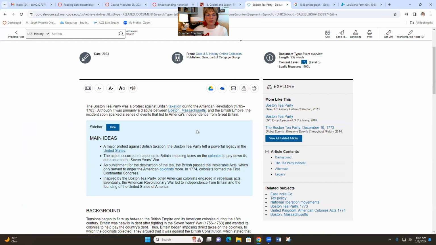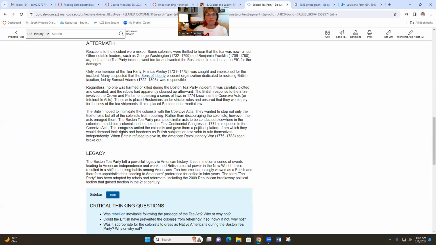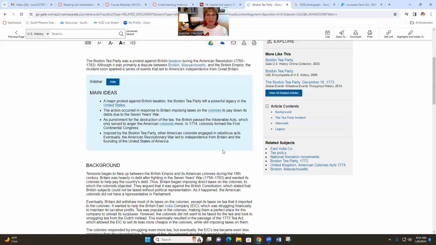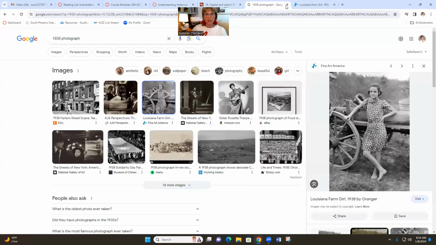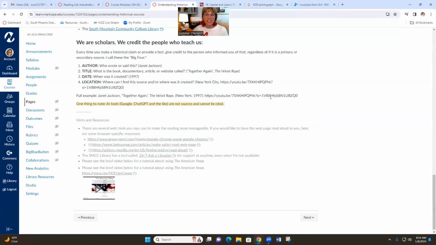Check this out. This is probably a one-page article about the Boston Tea Party. Do you see this icon where it says listen? "Boston Tea Party. The Boston Tea Party was a protest against British taxation." Perfect. So whenever you see a library resource, bonus, you can listen to it instead of reading it on your own. All right, I have droned on long enough.